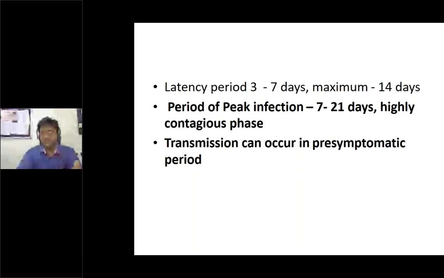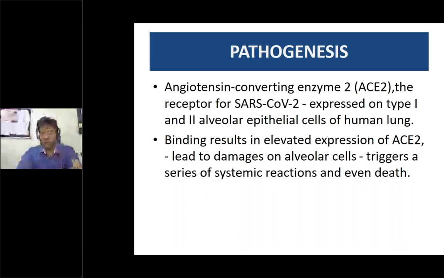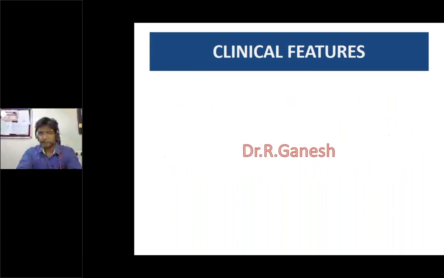Coming to pathogenesis, the ACE2 receptors that are specific for SARS-CoV-2 are expressed in type 1 and type 2 alveolar epithelial cells of the human lung. These are the classical receptors where these viruses bind, leading to elevated expression and further damage of alveolar cells, triggering a series of systemic reactions and death in individuals. Coming to clinical features, Dr. Ganesh will be discussing the clinical features.